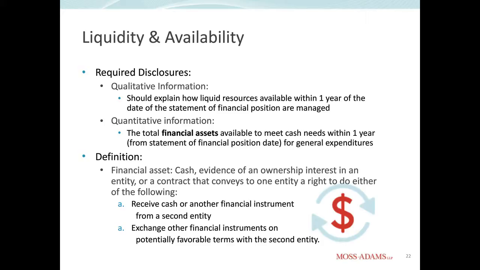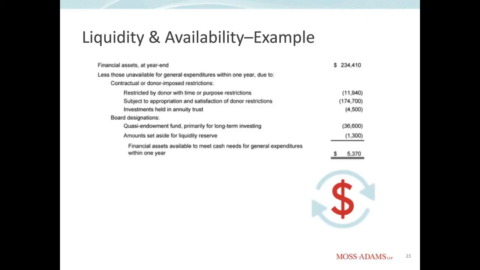The next slide here is going to show an example. This is actually pulled right from the statement. And this example takes the total financial assets at year end, and then it removes anything that's not available within 1 year from the financial statement date. So you can see the types of financial assets that we just talked through, and then pulling out some of those areas where they're not liquid resources to the organization.